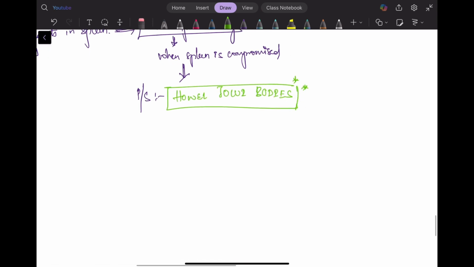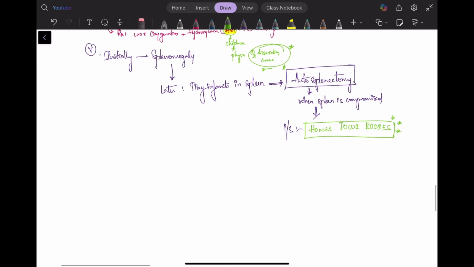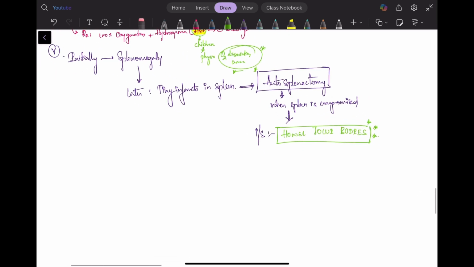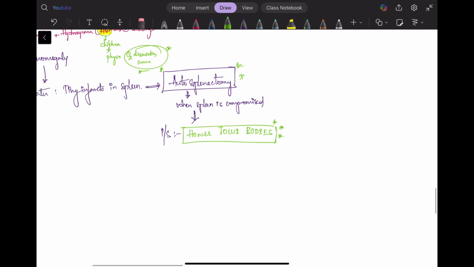Yes, that is important, right? Okay, I hope this is clear why it happens, autosplenectomy, right?